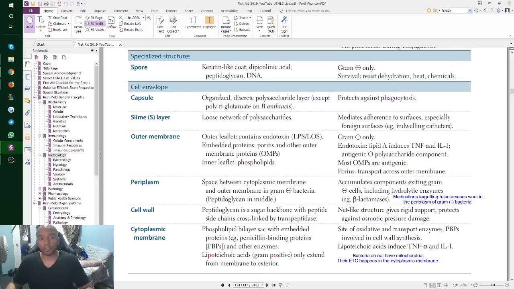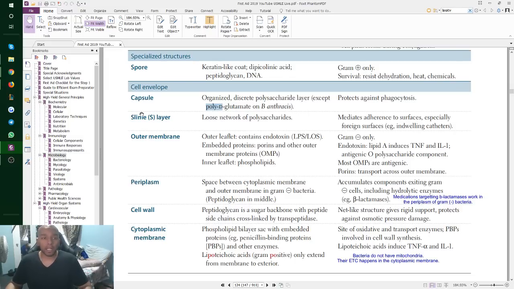Capsule, first things first, right? It's an organized, discrete polysaccharide layer, except the poly-D-glutamate that you see in Bacillus anthracis. And when we get to Bacillus anthracis, you'll see in the Sketchy Micro image, there's a very nice button system. One of the guys is wearing a bunch of buttons that are poly-Ds. The buttons all spell out the letter D. And capsules just protect against phagocytosis. So a lot of bacteria, when they lose their capsule, can now be phagocytosed and gotten rid of.